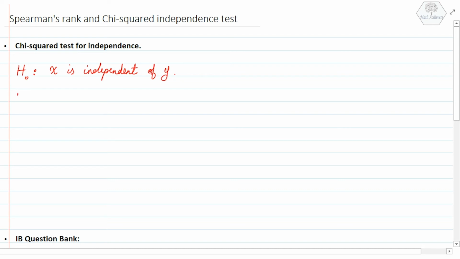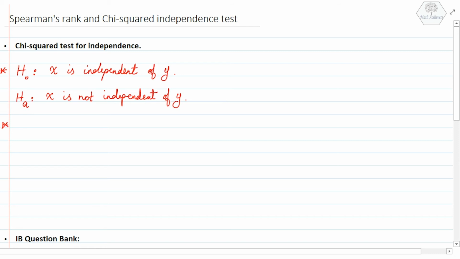Also, we have the alternative hypothesis, HA, or we write it as H1. We say that in the alternative hypothesis, X is not independent of Y. This is the first thing that we have to know about the chi-square test.